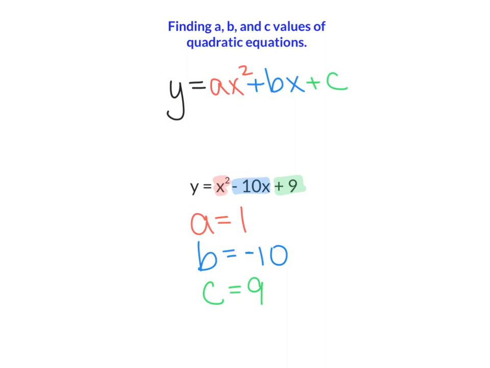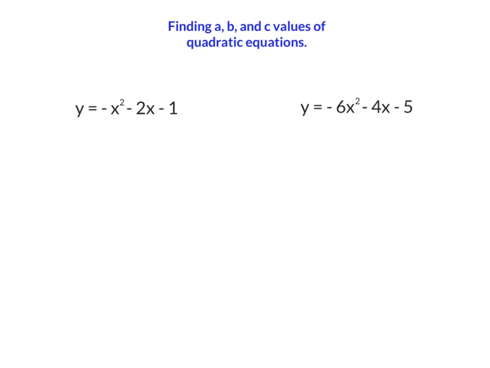Let's look at a couple more examples. Starting out on our first equation here on the left, we know that a is going to be the value that's the coefficient to the x squared. The number that I see in front of my x squared, I don't see a number, I see a negative sign, so that means it's going to be negative 1. My b value is going to be the coefficient for my x, which I'm highlighting there. So my b value is going to be negative 2. And then my c value is going to be my constant, or my value that does not have a variable with it, and that's going to be negative 1.